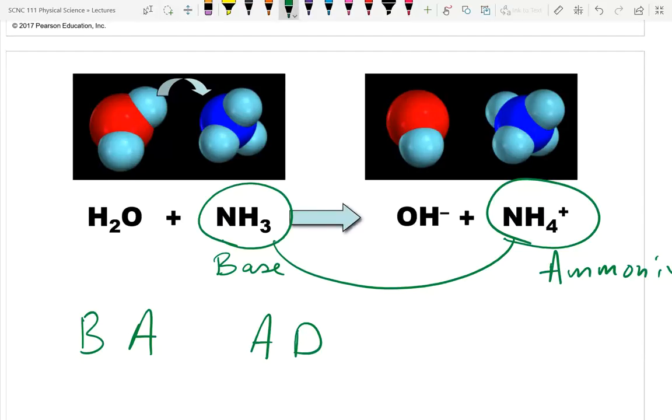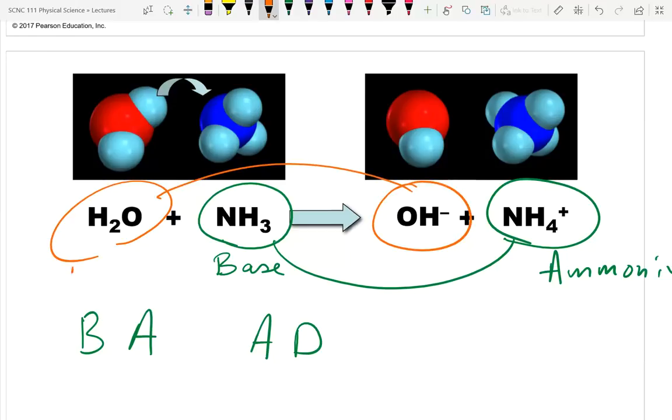And what about the water? What did it do? Did it accept or donate? It donated, so that made it an acid. So in this example, water was an acid and ammonia was the base. In the other example, it was the hydrogen chloride that was the acid and water was the base. So we saw two different reactions: in one water is the acid, in the other water is the base.